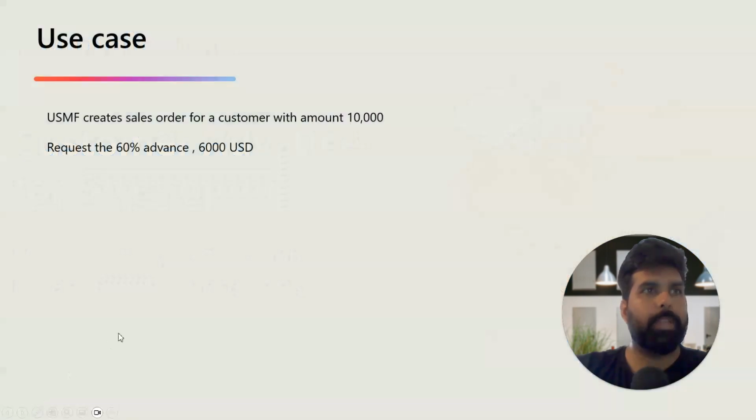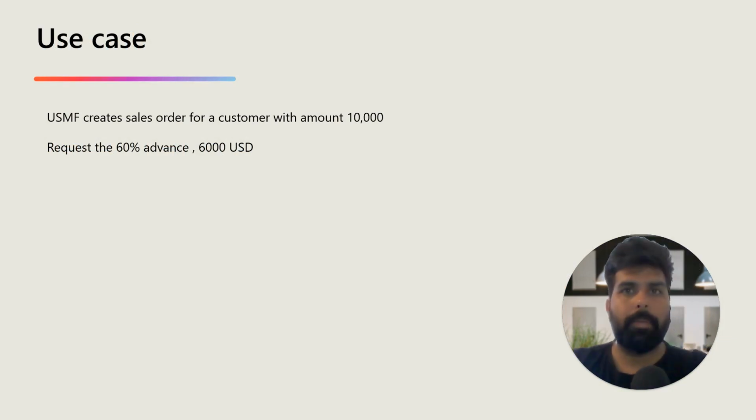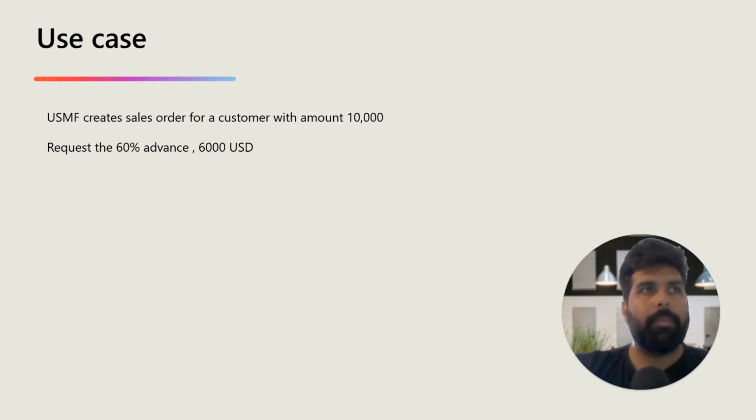So if I move to the next one, let's try to understand with a simple use case. For example, you have a sales order, USMF, let's say, creates a sales order worth, let's say, $10,000. And they also request 60% advance from the customer, in USD. So how is that process going to work, how will they raise the invoice, how will they settle that against the final invoice on the customer? So we are going to look into this.